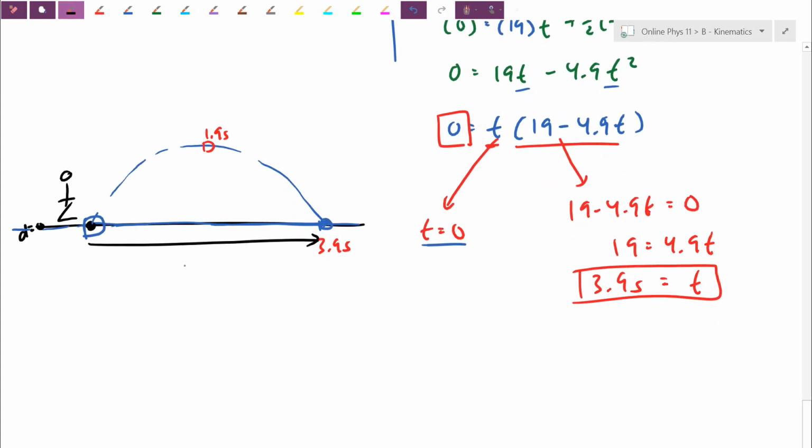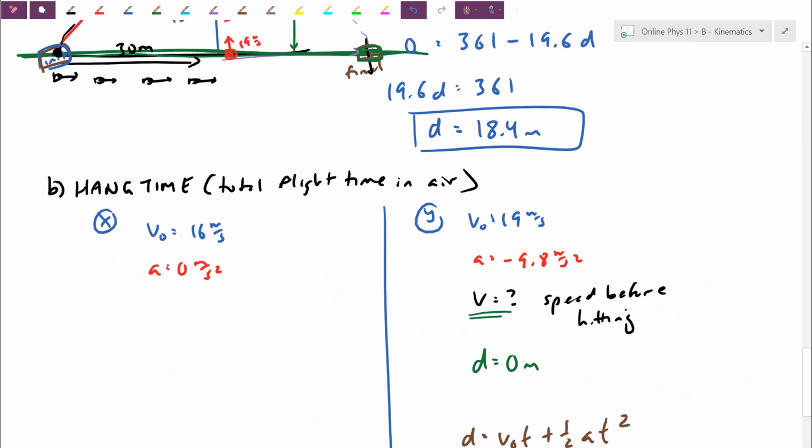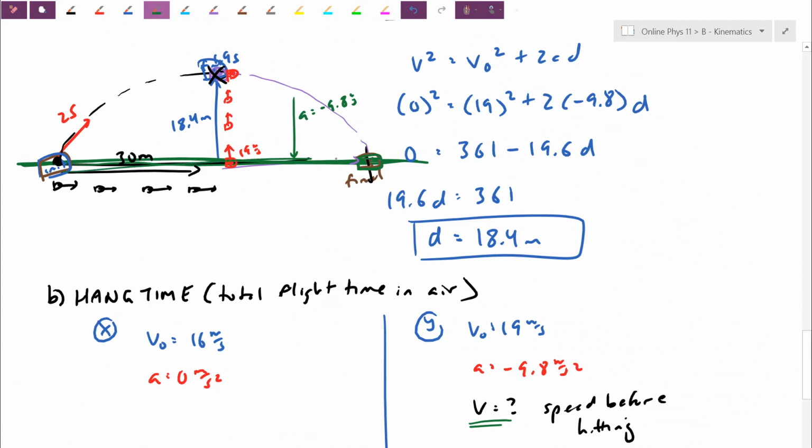I can ask you further questions. Well, what's the total range? How far should my friend be standing so he can catch this football? Well, in the x direction then, d is equal to vt. The velocity has always been 16. This time you're going to give me twice the time, right? 3.9 seconds. So if I multiply 16 by this answer, I'm going to need to be 62 meters or so. And again, looking at the symmetry of the problem, with a little bit of rounding, it was 30 meters forwards. You see that's roughly 60 meters to go to the far side.